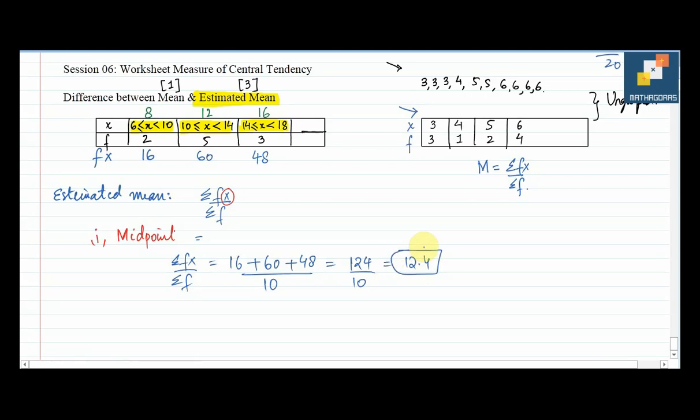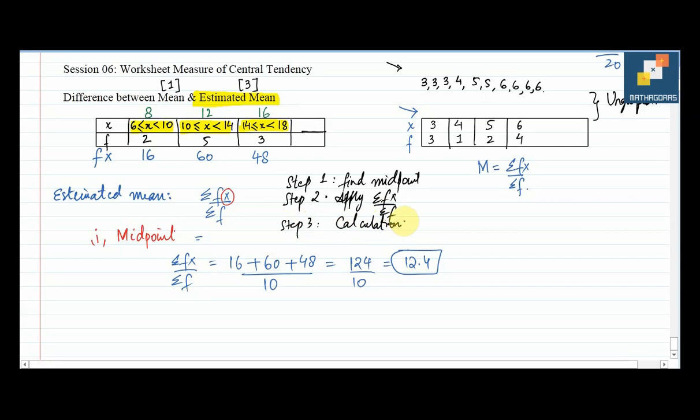All right, so keep in mind whenever you have a question of estimated mean, step 1, find the midpoint. Step 2, apply the formula summation fx divided by summation f. Step 3, perform your calculation, and for these 3 steps you will get 3 marks in your CIs.